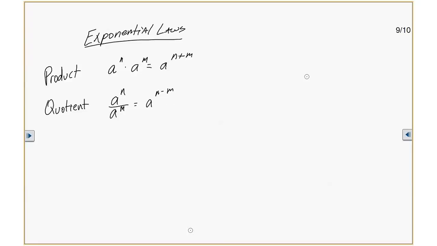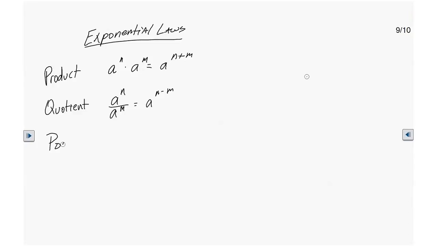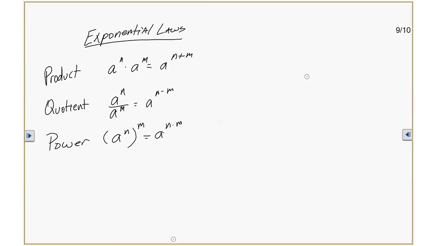And that's going to play over to the logarithmic rules also. The power rule says a to the n raised to the m power is equal to a to the n times m, meaning that you multiply whenever you raise an exponent to another exponent.